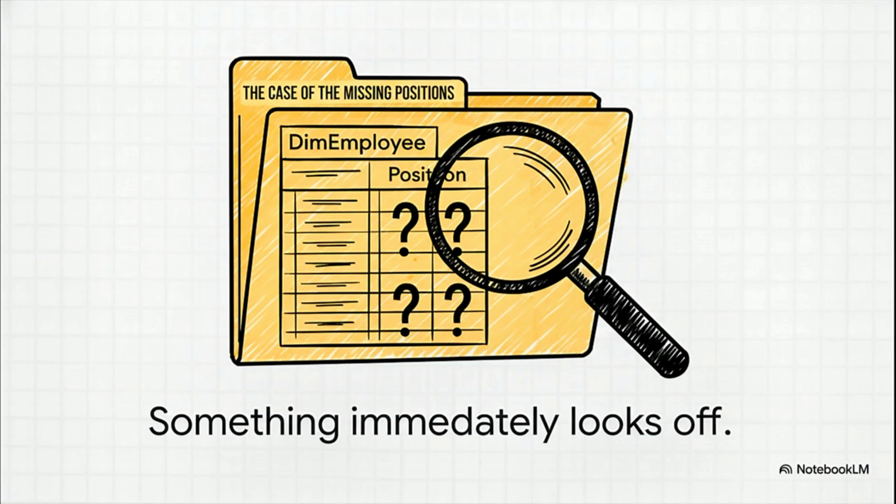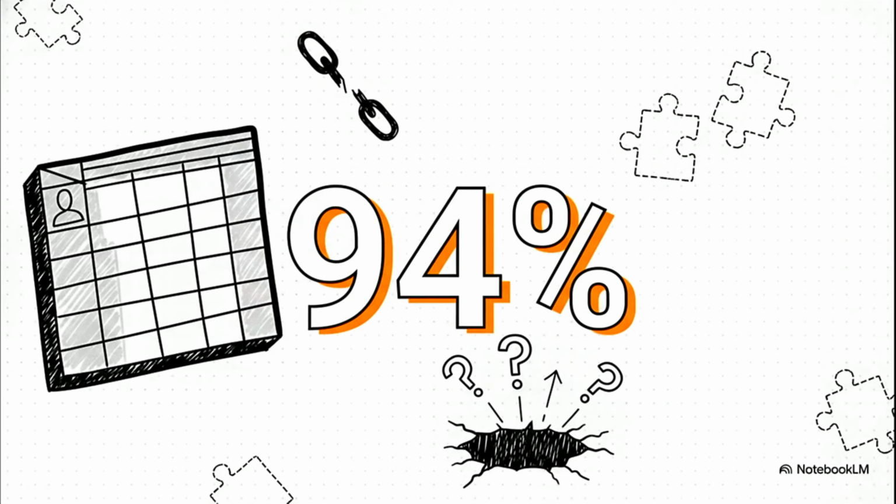Okay. Let's check out our first major clue, returning our attention to the employee evidence file, a table called dim employee. And right away, something just looks off. We've stumbled onto our first mystery, the case of the missing positions. And there it is, a staggering 94%.